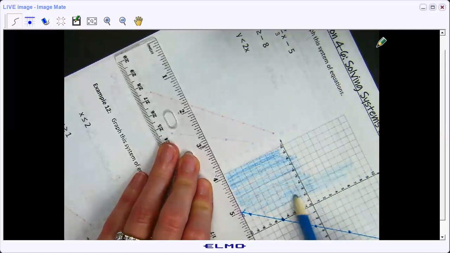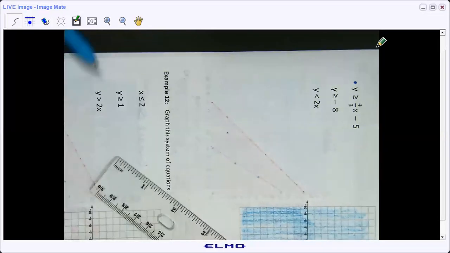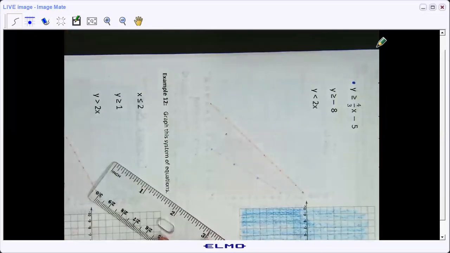Remember, use your arm to help you. Oh, thank you, Sophia. Oh, that's another large amount of shading. Yes, it is.